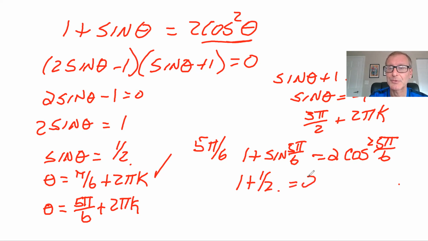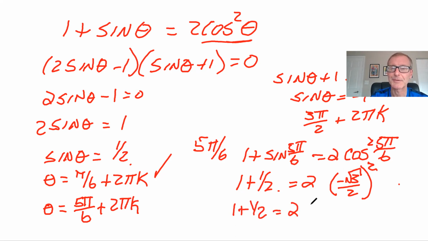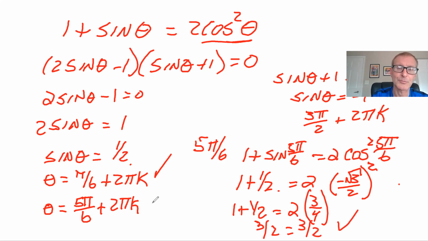But what do we have here? 2. And then 5 pi over 6 in quadrant 2 would be square root of 3 over 2, but negative, right? Because we're in quadrant 2. So this would look like minus square root of 3 over 2. But guess what happens? We square it. So now it turns positive again. So it looks like we're okay. So this ends up turning the same as we had before. And so this would be 3 halves equals 3 halves. And so it looks like all 3 of these work.